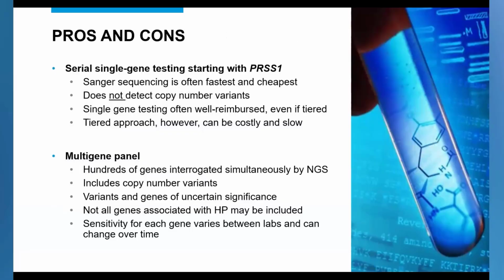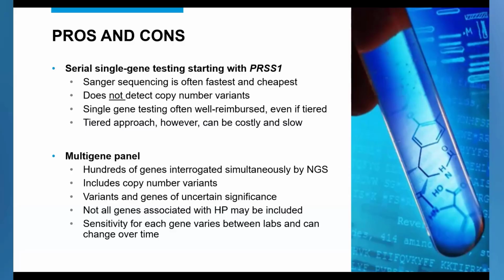When it comes to serial single gene testing, say starting with PRSS1, the beauty of Sanger sequencing is that it is a really fast and cheap technique. However, it does not detect copy number variants. So if you have a large deletion or large duplication in your gene, it is not going to be picked up by this technique alone.